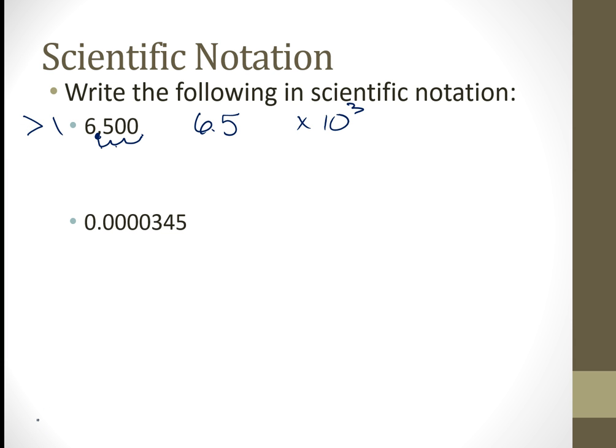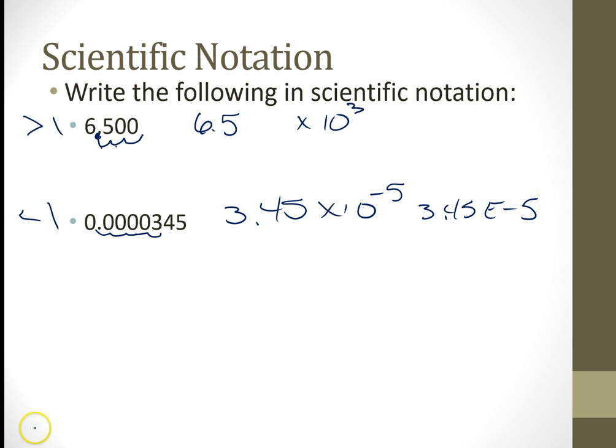Okay? Let's do the same thing here. Again, you're going to move that decimal between the 3 and the 4. So you're going to have 3.45 times 10. And then count how many times you move it, because this is less than 1, you're going to have a negative exponent. 1, 2, 3, 4, 5. I had to move it 5 times, negative 5. Or you could write it as 3.45e negative 5. Either way is fine.